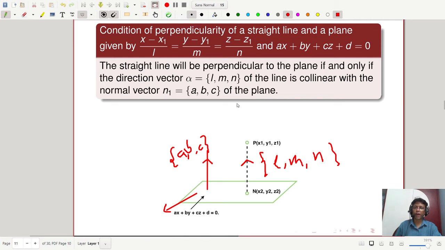proportional. So the straight line will be perpendicular to the plane if and only if the direction vector of the line is collinear with the normal vector of the plane. So that will give you L by A equal to M by B equal to N by C. That is the condition of perpendicularity of a straight line and a plane.